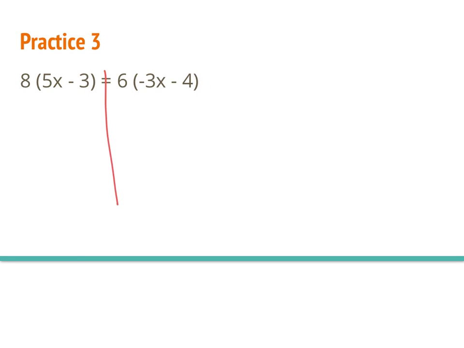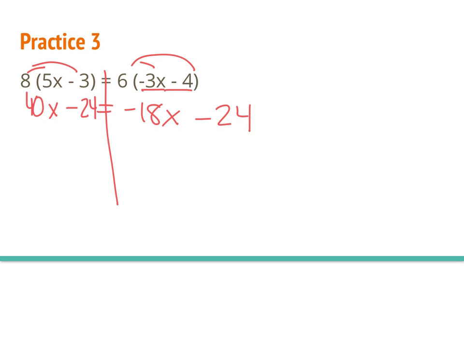Okay, number 3. So we have a distributive property again. 8 times 5x is 40x. 8 times negative 3 is negative 24. 6 times negative 3 is negative 18x. 6 times negative 4 is negative 24. All right, so I'm going to move the negative 18x to the other side. So I get 58x minus 24 equals negative 24.